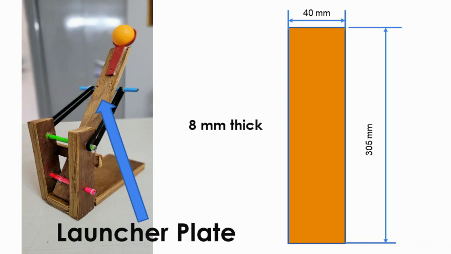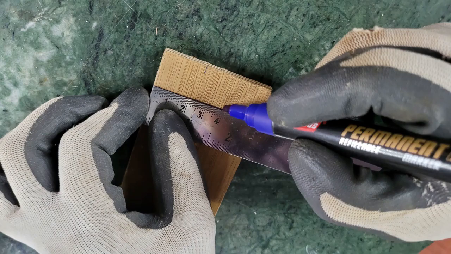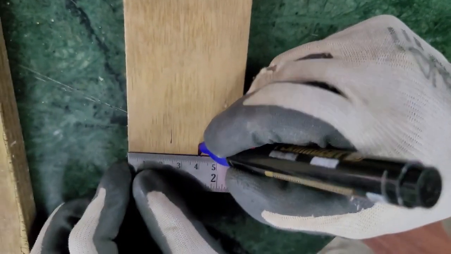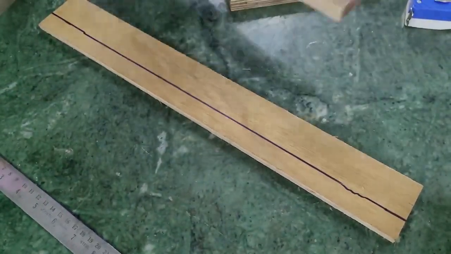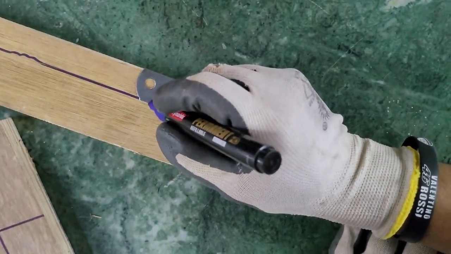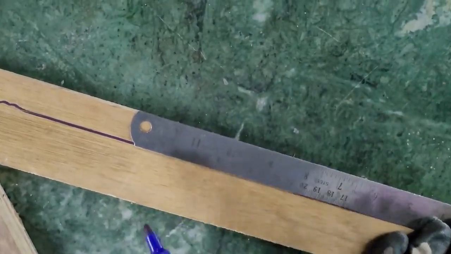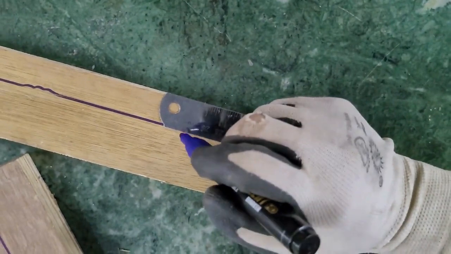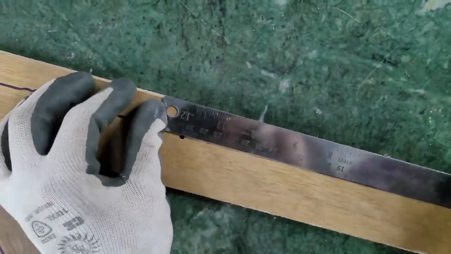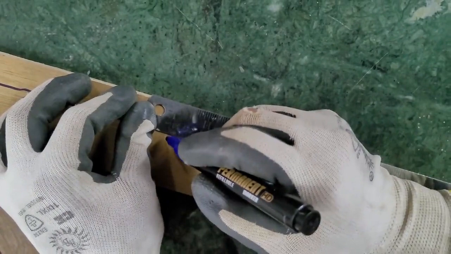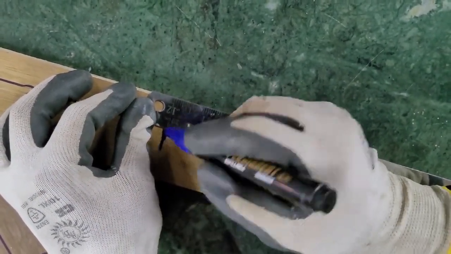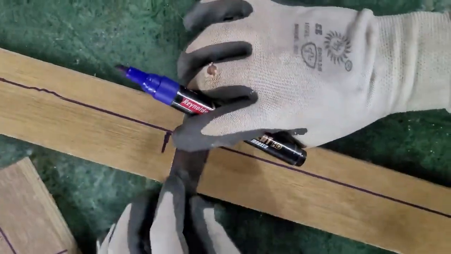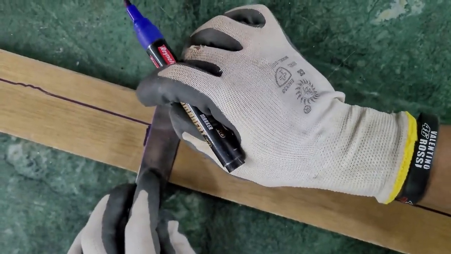So this is the launcher plate, 8 millimeter thick, 40 millimeter wide, and now mark at 40 millimeter wide. Draw a line. Basically, we are going to cut that to 40 millimeter width. Now we are going to mark 305 millimeters as a total length that we need. Mark 300 millimeters first, then another 5 millimeters. So the total length of this launcher plate is 305 millimeters. So we'll mark that.